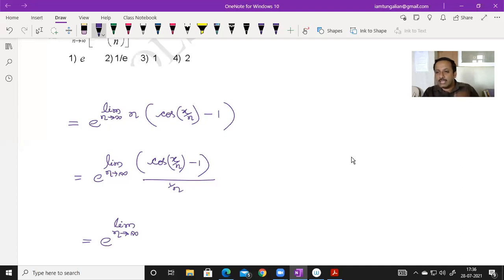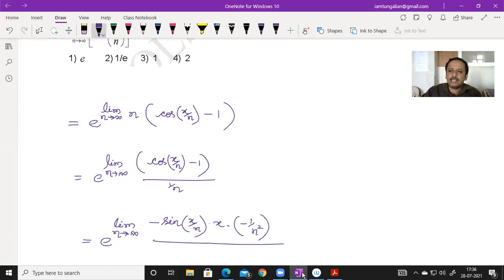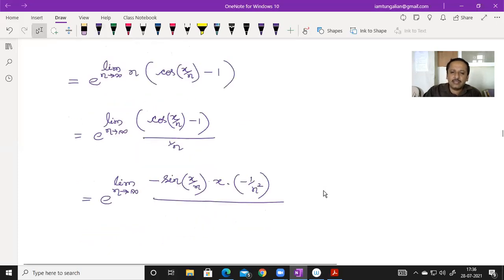Derivative of cos x by n. Mind you, here n is the variable and not x. So derivative of cos x by n is minus sin x by n into the derivative of x by n. x should be treated as constant. So x into derivative of 1 by n, that is minus 1 by n square, minus the derivative of 1, which is 0, divided by the derivative of the denominator. Derivative of 1 by n is minus 1 by n square. So this minus 1 by n square, minus 1 by n square gets cancelled.